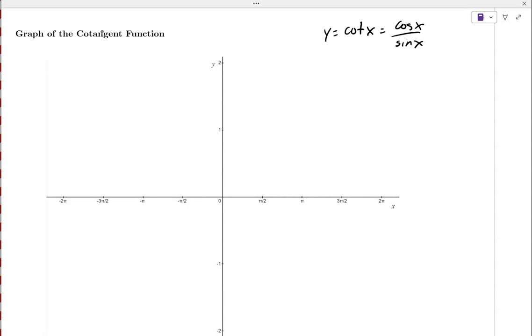What did we do before tangent? We figured out where it crossed the x-axis and where it had asymptotes, right? What told us about where the tangent crossed the x-axis? The numerator or the denominator? Numerator, right? So cotangent will cross the x-axis when the numerator is 0. Where does that happen? Pi over 2, 3 pi over 2, 5 pi over 2, 7 pi over 2, all of those places, and the negatives, right? All those odd multiples of pi over 2.